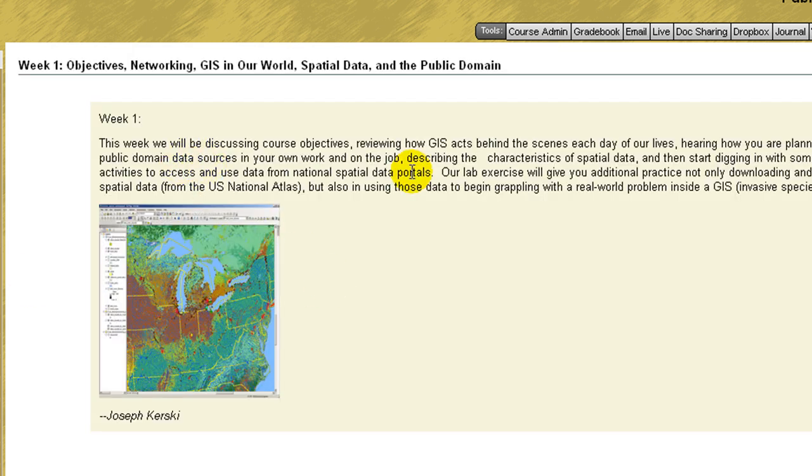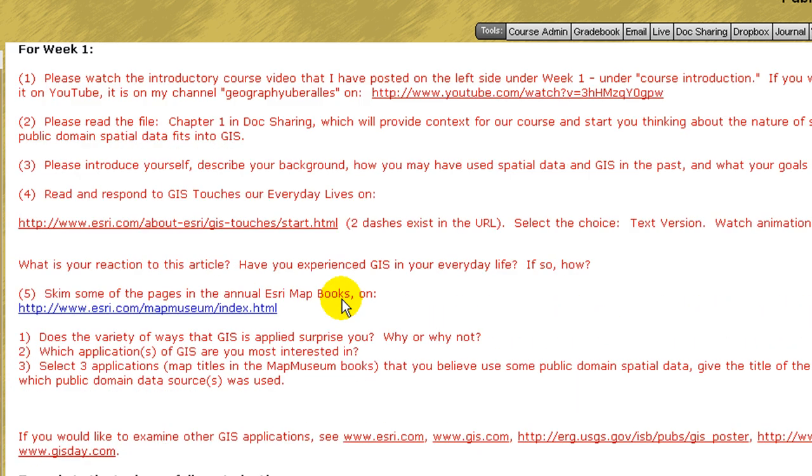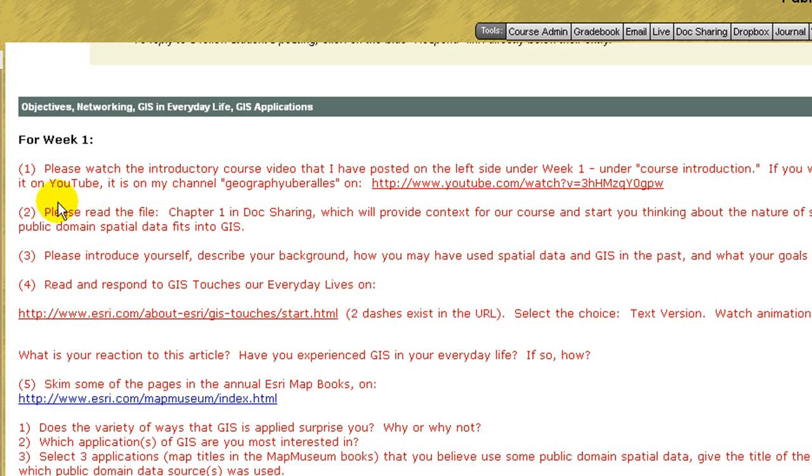This week we will be discussing course objectives, reviewing how GIS acts behind the scenes each day of our lives, hearing about how you are planning to use public domain data sources in your own work and on the job, describing the characteristics of spatial data, and then start digging in with some hands-on activities. The discussion for this particular week is to address the following items, and there are 5 of them. Watch the introductory course video I have posted.